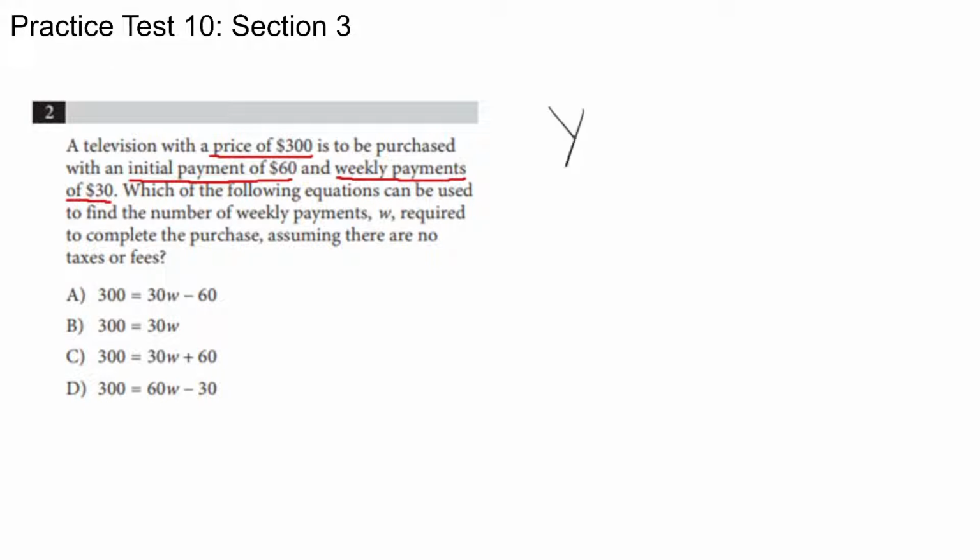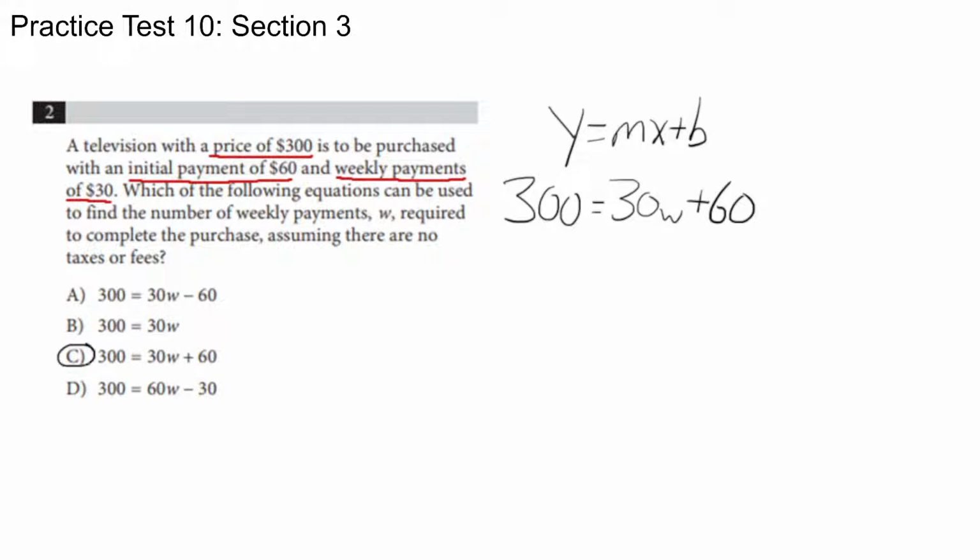So the setup I want to use for this question is going to be my line equation. Y is equal to mx plus b. It says the television had a price of $300, so that's going to be my Y value is equal to, my initial payment was $60, so that's my B value. Because no matter how many weeks have passed, my initial $60 payment is not going to change. And then weekly payments of $30, and I'm going to represent that with 30W. So as you can see, answer choice C matches my equation, and that's going to be my answer.